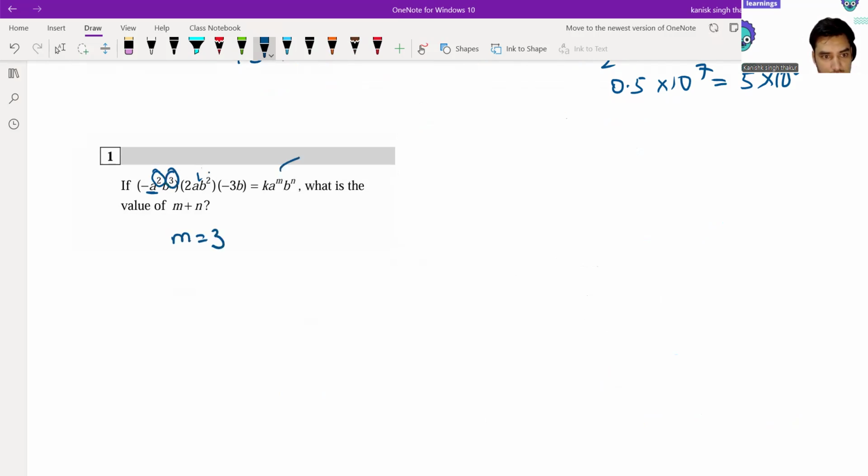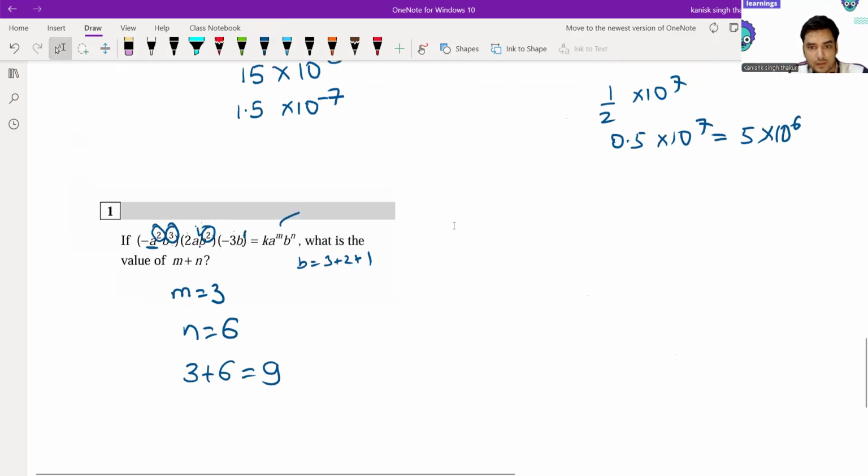Then 3, 2, and 1. N directly, I'll get 6, because all the b's will be multiplied. When multiplied, the powers are added. So for b, you will get 3 plus 2 plus 1, which is 6. For a, you'll get 2 plus 1, which is 3. So m plus n is 3 plus 6, which is 9. Right? You have to do the question fast in SAT. So that's why I didn't choose to multiply it out. Okay. Now let's try out this one.